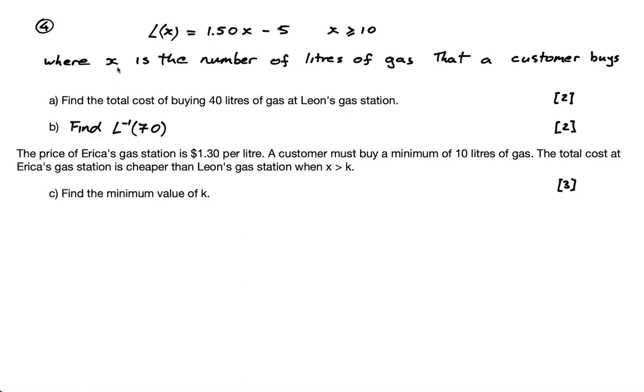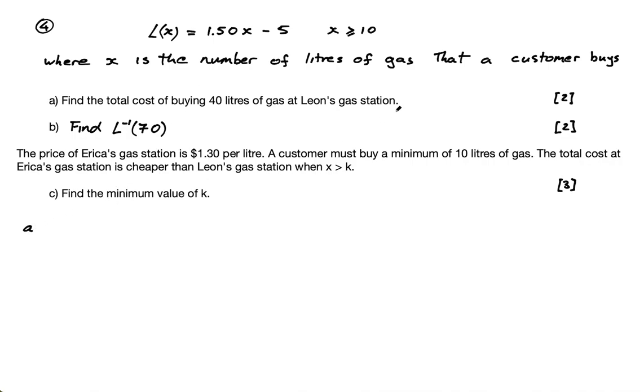Okay, question 4. It says the price of gas at Leon's gas station is given by this function. L of x equals 1.50 times x minus 5. And x has to be greater than or equal to 10, so you have to buy at least 10 liters of gas for this function to be accurate, whatever. Anyway, there's a lot of words in this question. It's actually not a bad question.